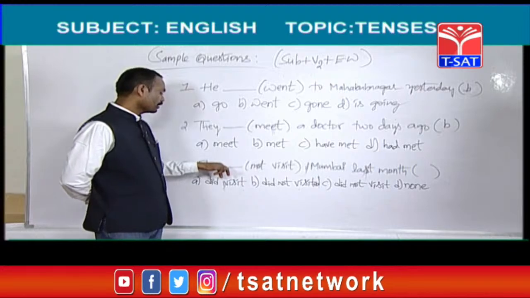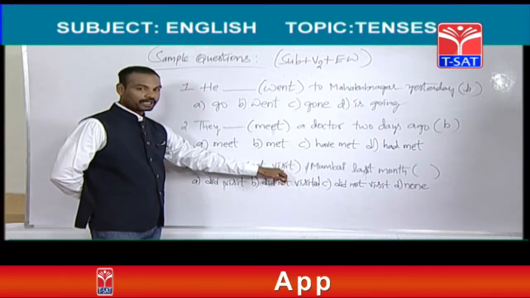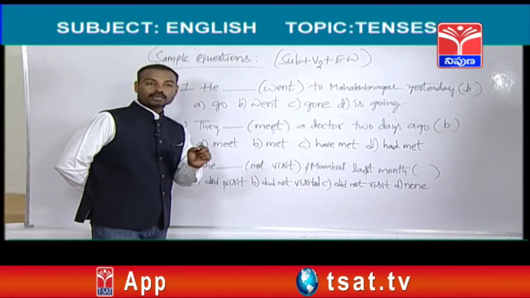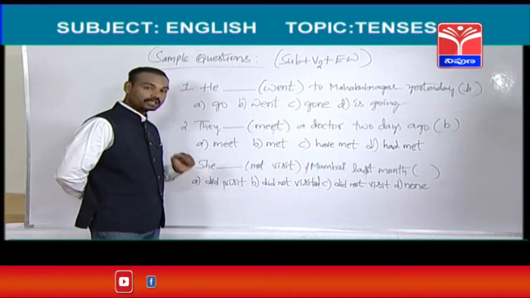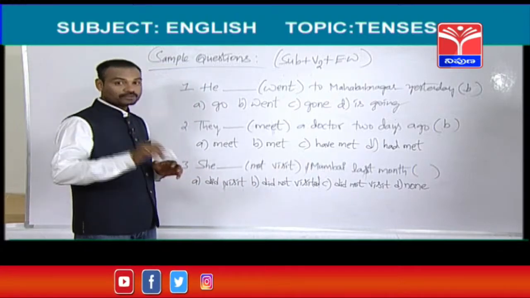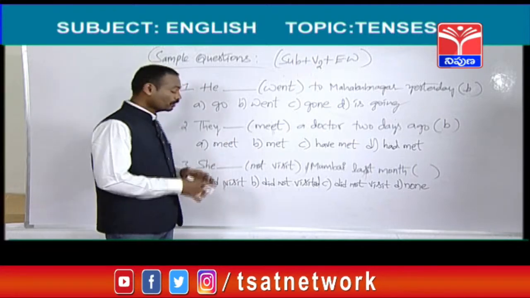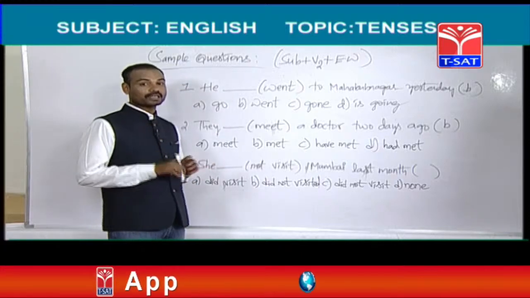So she visit. This is simple past. Visited we should use. If it is a positive sentence, the verb must be in the second form, visited, but it is in the negative. So, in negative sentences, in simple past tense, we should not use the second form of the verb. So, we should use did not visit. Did not visit is the right answer.